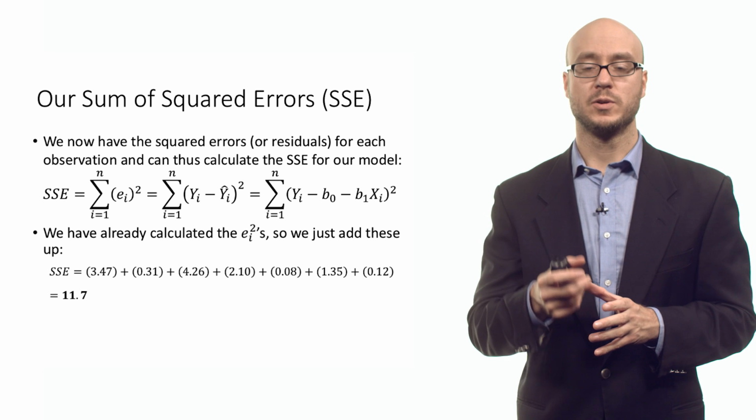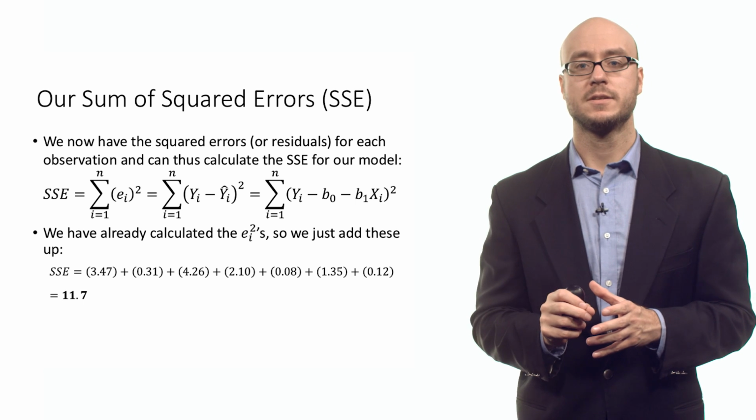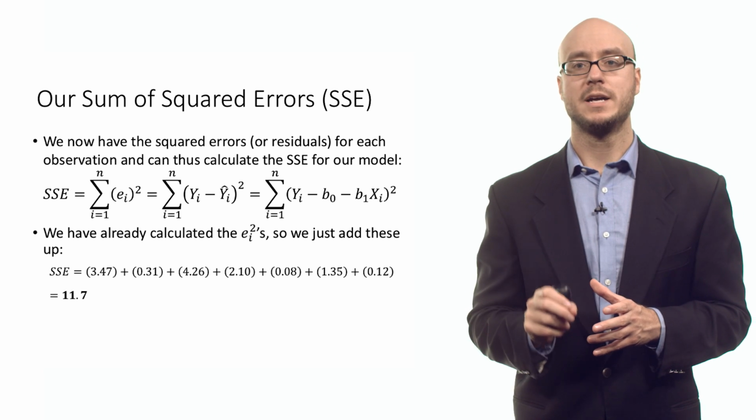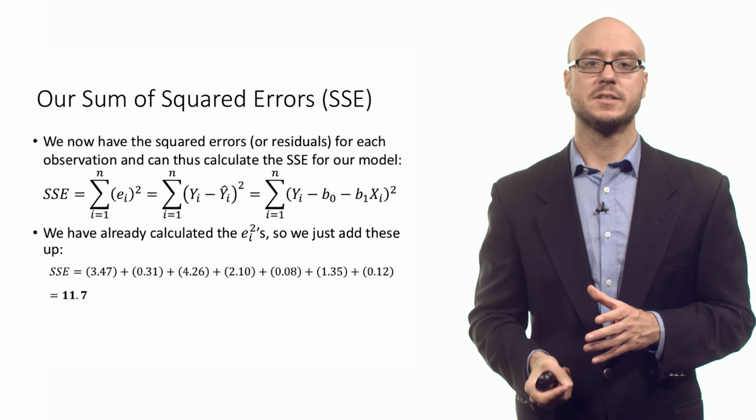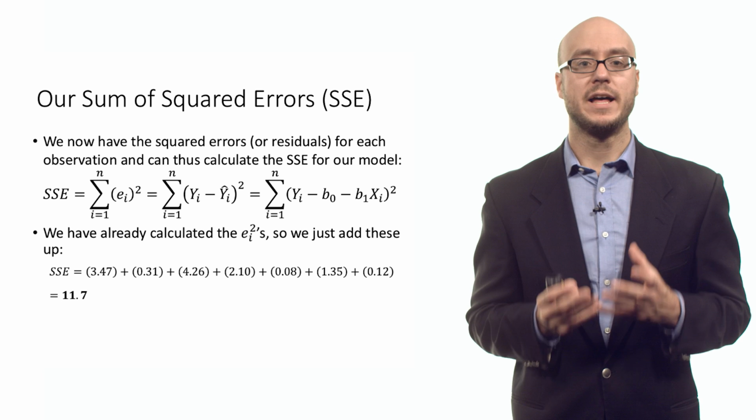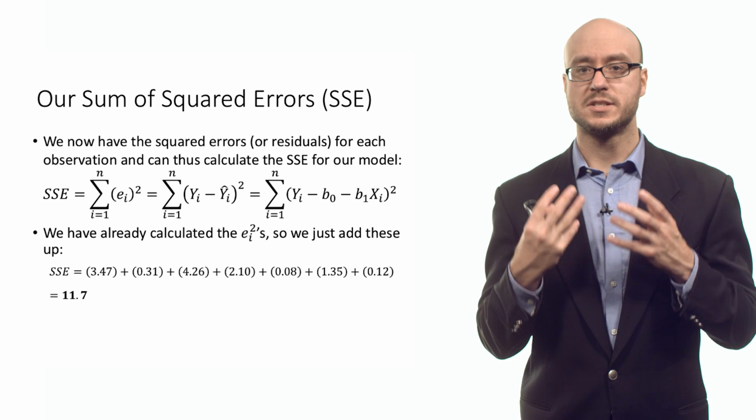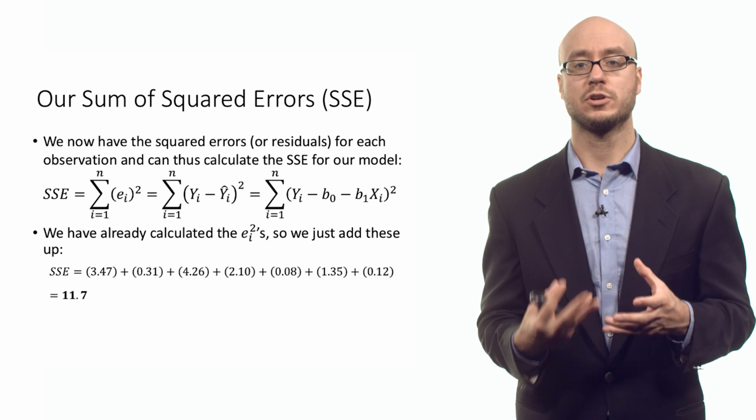All we're doing is taking these errors, y minus y hat. We square them so they're positive, and then we add them all up. We calculate the sum of the squared errors. Now we get this value of 11.7. This is the sum of the squared errors for our cricket chirps line.